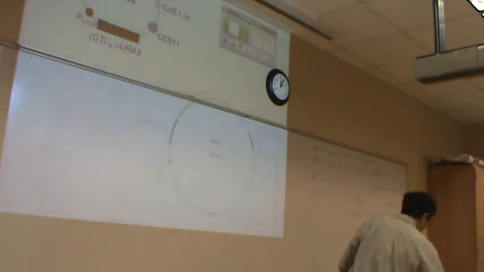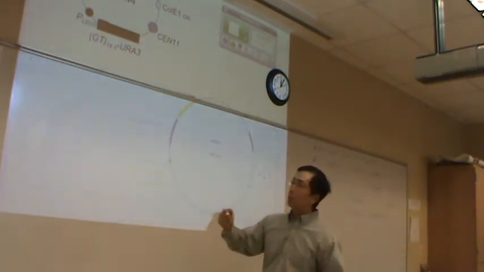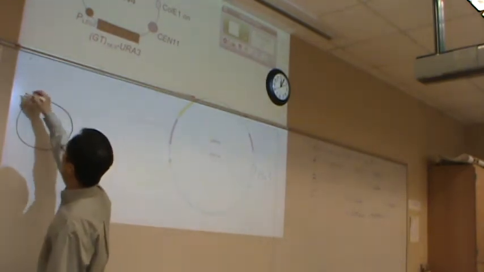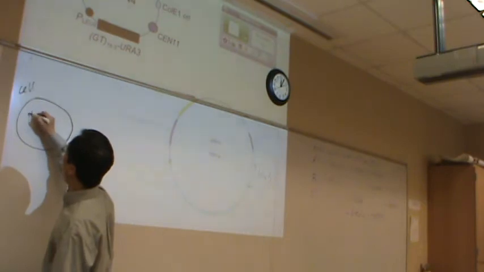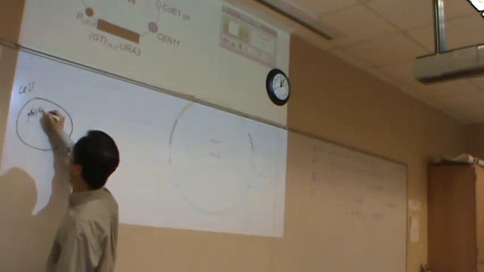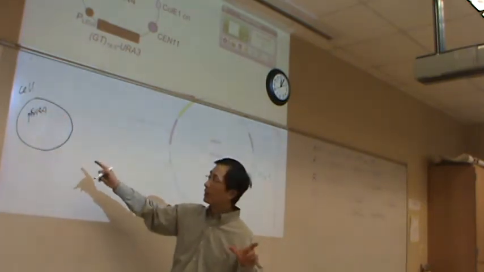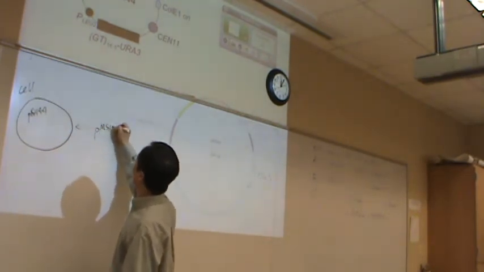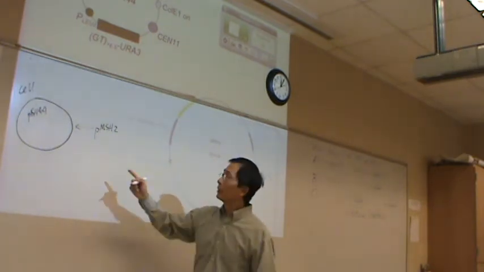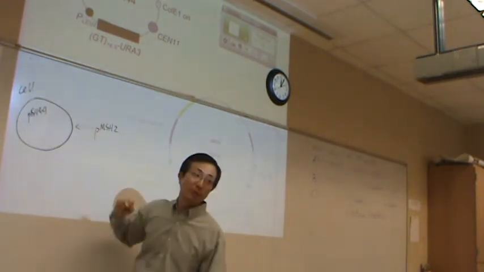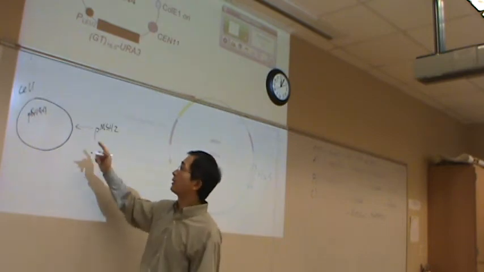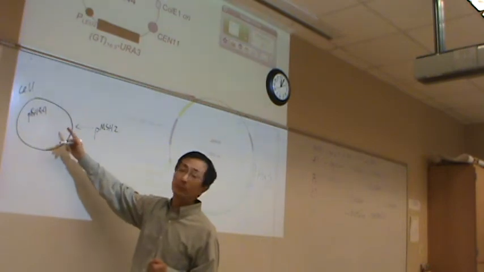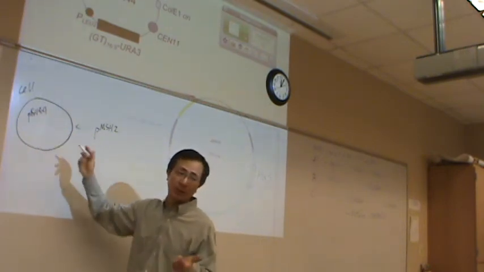So this is what we are going to do. We have these two plasmids. We have a yeast cell with PSH44 inside. This is the cell we start with, and then we are going to put PMSH2 into the cell. But we cannot do this 100%. Some of the cells are going to have this, some of them don't.